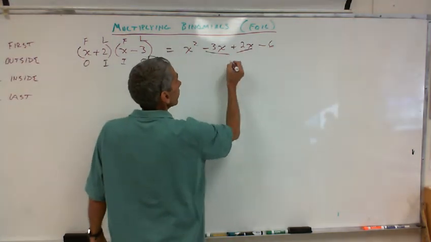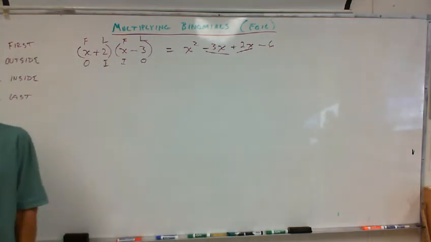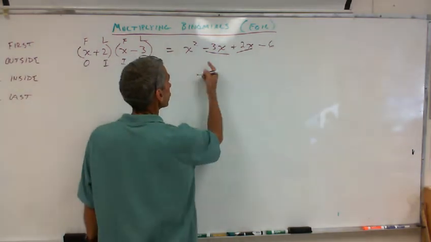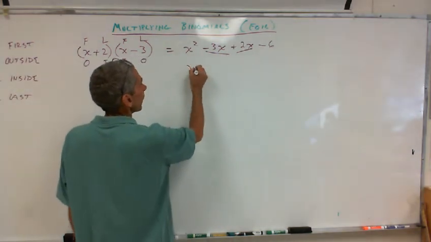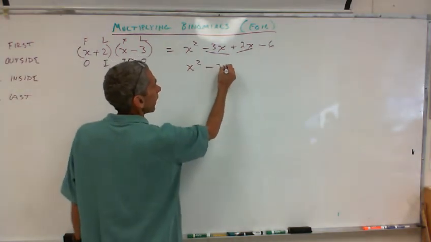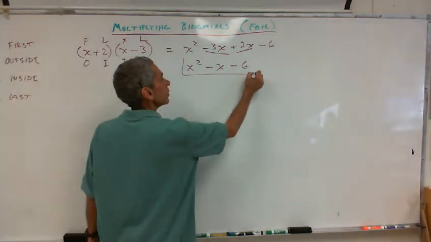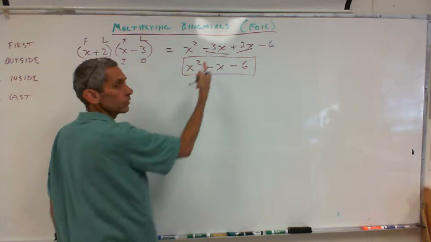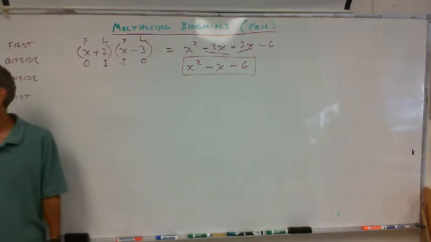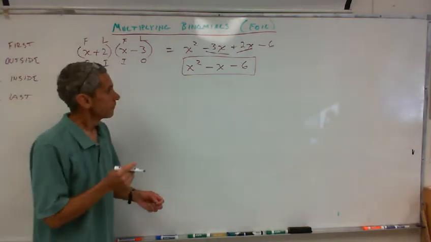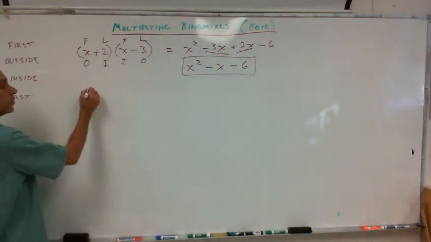These two terms in the middle can be combined. And so it's not correct until you simplify those two middle terms. So your final answer is going to be x squared minus x minus 6. So that would be your answer. If you left it like this, it would be not simplified enough, so you would get some credit marked off on a quiz or test. Okay? So, all right, let's try a couple.